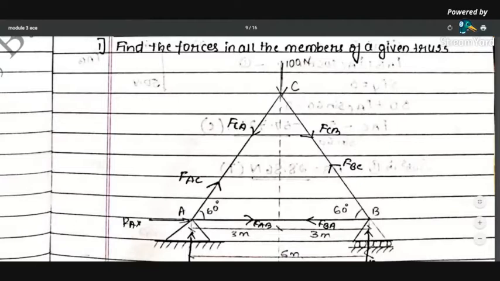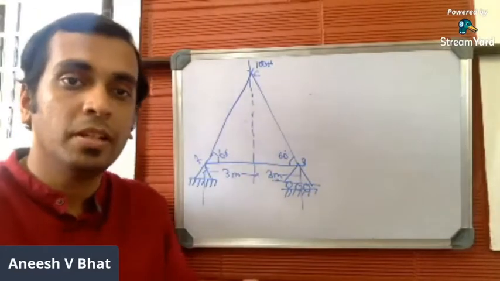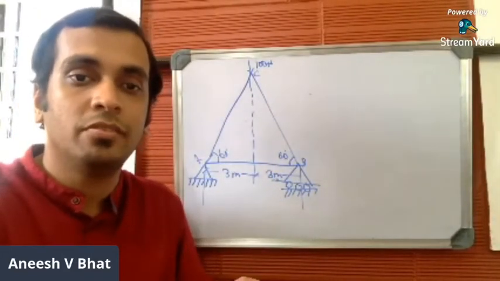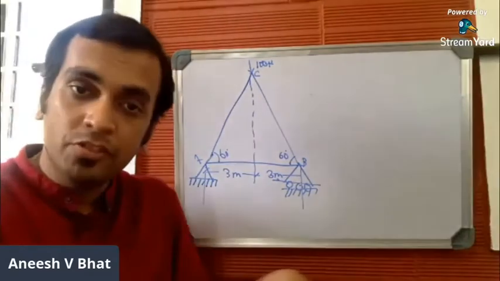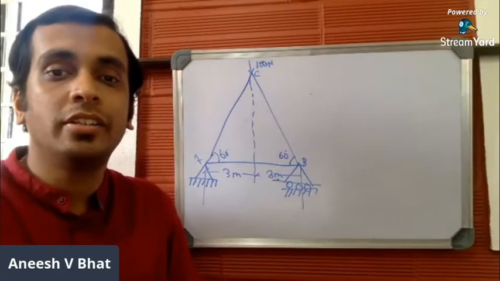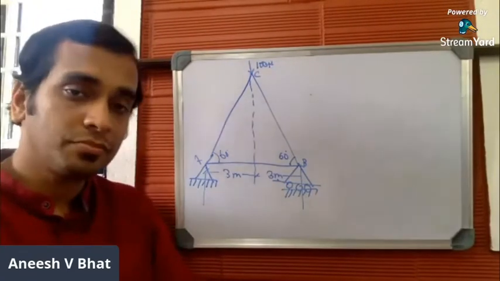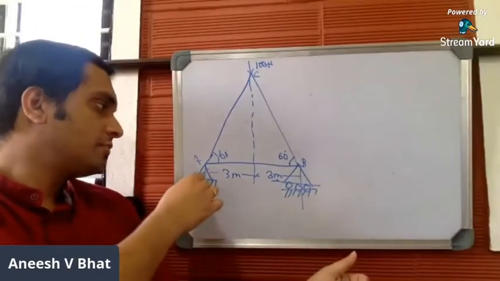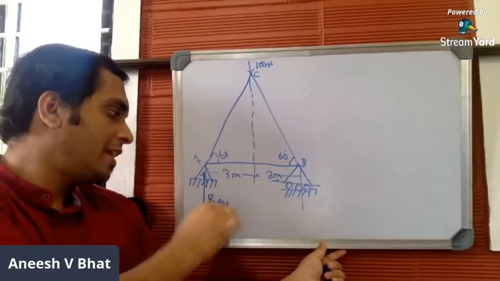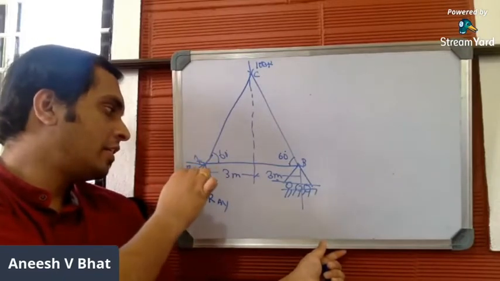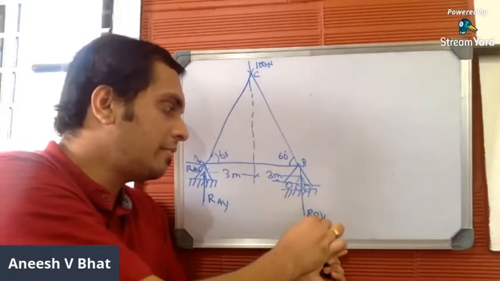So let us start solving the problem. This is the given problem, and we'll follow the steps one by one. Step number 1 is to identify the type of support, mark the support reaction, and then apply 3 conditions of equilibrium to find the support reactions. This is a hinge support. It offers 2 reactions, RAY and RAX. This is a roller support. It offers only one reaction, which is RBY.